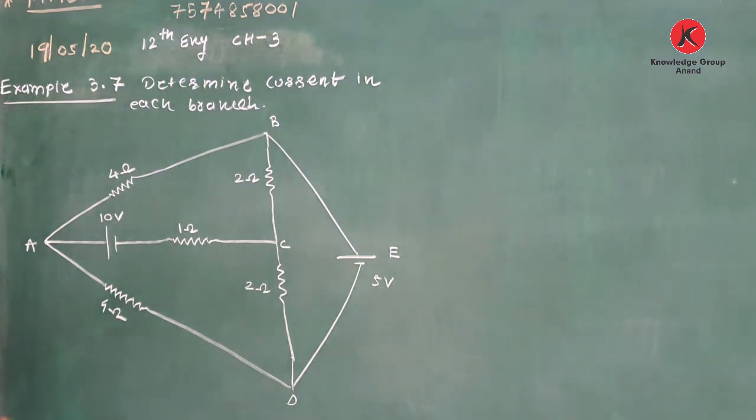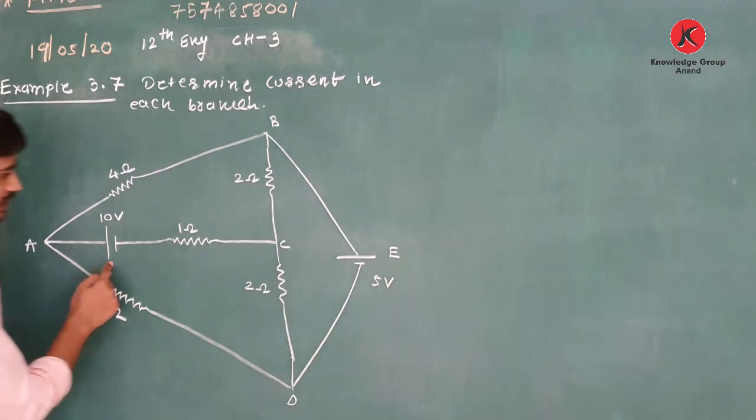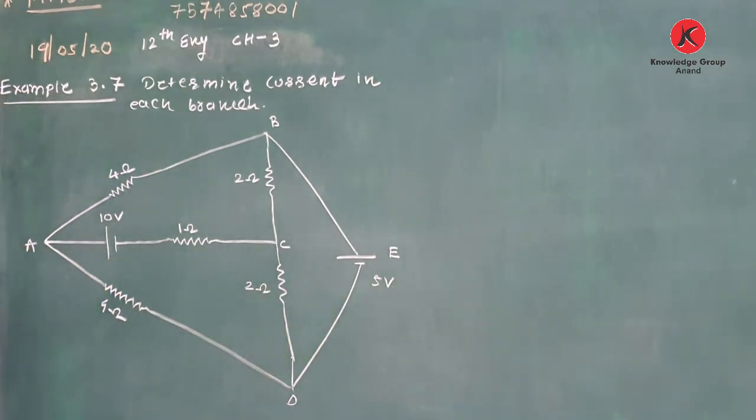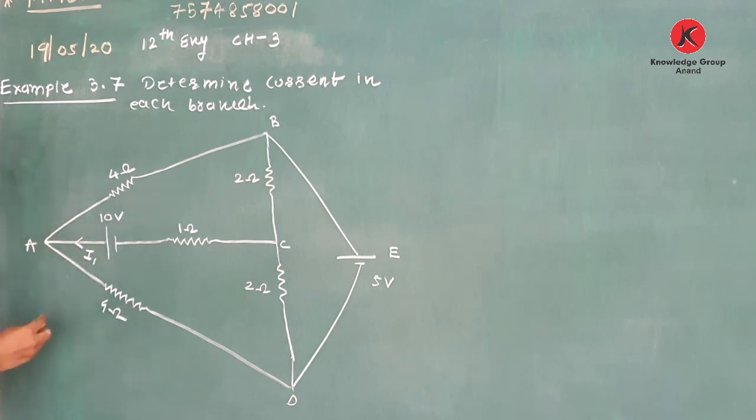In your textbook you are given the current distribution in each and every branch, the current is indicated. But if you are not given, then how to assume? See, here I am assuming current. In this network you are given two cells. I am assuming that from the positive terminal of this cell, current I1 is coming out. Clear? Now this I1 current reaches junction A, apply Kirchhoff's first rule.